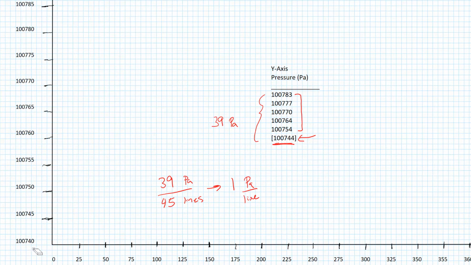If I start at 100,740 and I have 1 pascal per line, 45 lines gets me up to 100,785, and all of my data falls within those 2 points. So that's a nice scale for my y-axis.